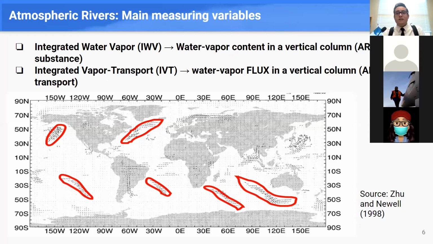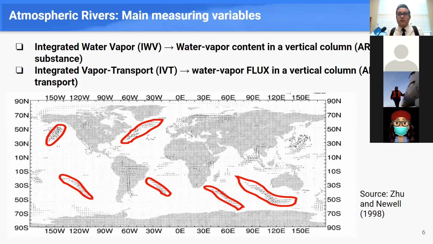One of them is IWV and the other one is IVT. One of them is the amount of water vapor that there is, and the other one is where it's going. Water vapor content in a vertical column is IWV, which is basically precipitable water. It is vertically integrated, so it's a horizontal quantity. I call it AR substance. Now, where is that water vapor going? It is the water vapor flux in the vertical column, the IVT, and that is called AR transport.